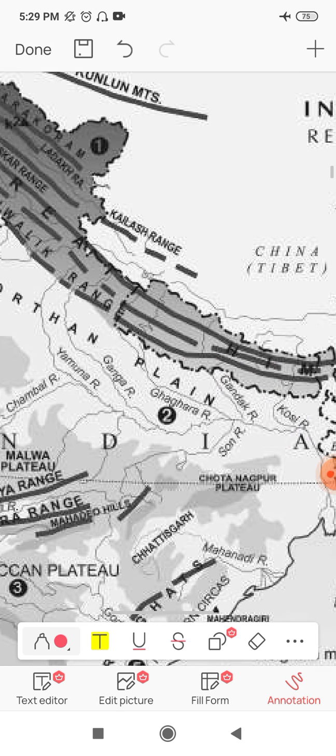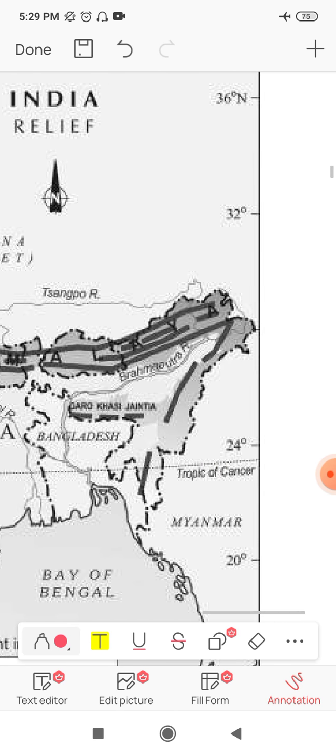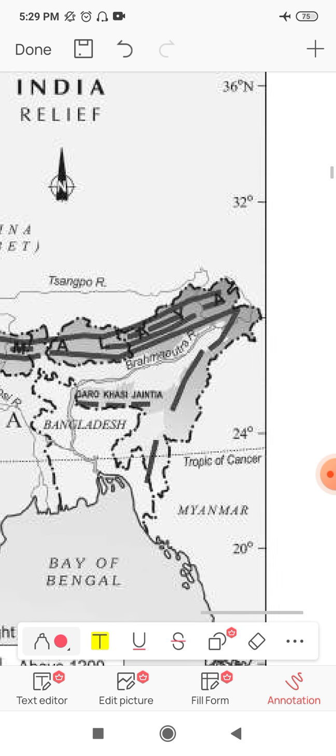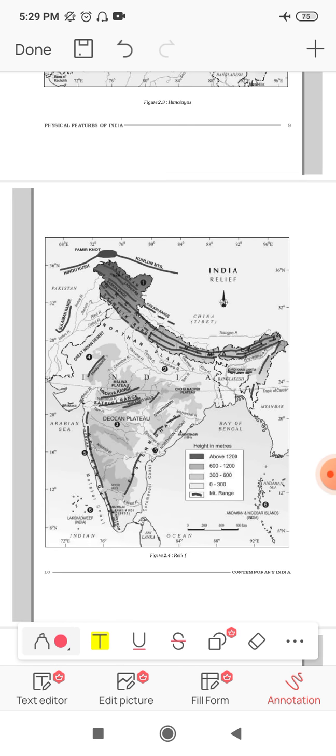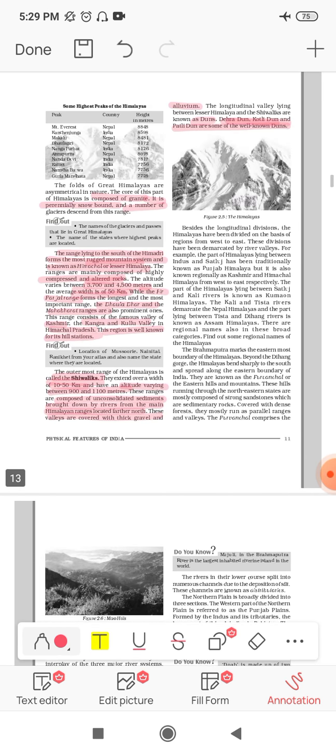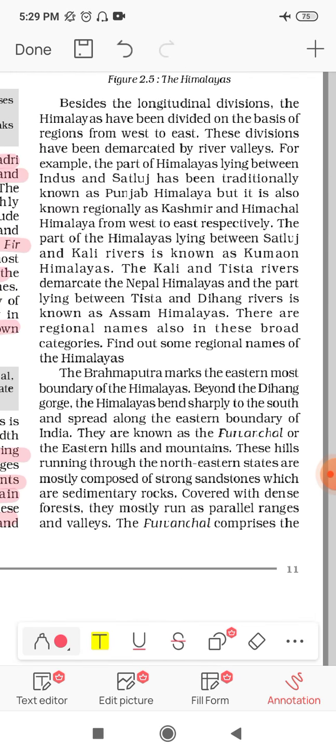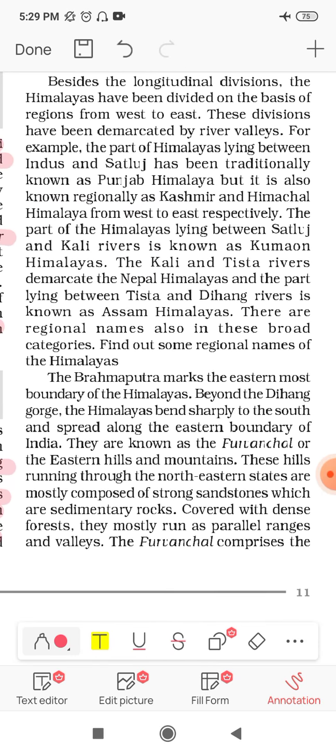Then we have Yamuna, Ganga, Gharghara, Gandak, Koshi. Then east, extreme east part, we have Brahmaputra. So these are some rivers which are connected with the Himalayan mountain range. According to these rivers only, we can demarcate or divide the Himalayan mountain range.